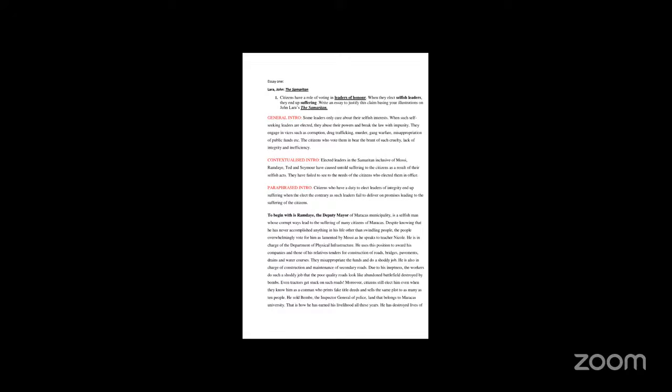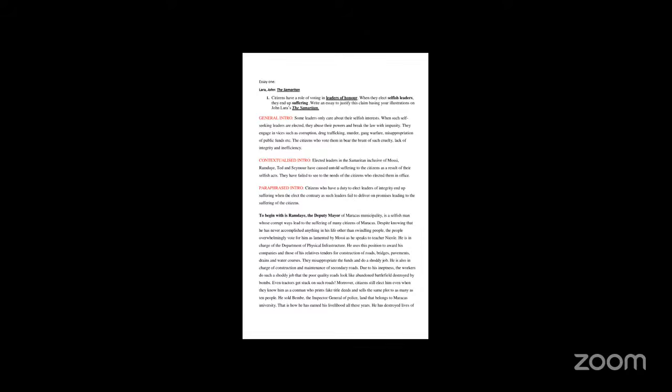On the general introduction, you can say something about our society. Some leaders only care about their selfish interests. When such self-seeking leaders are elected, they abuse their power and break the law with impunity. They engage in vices such as corruption, drug trafficking, murder, gang warfare, misappropriation of public funds, etc. The citizens who vote them in bear the brunt of such cruelty, lack of integrity, and inefficiency.